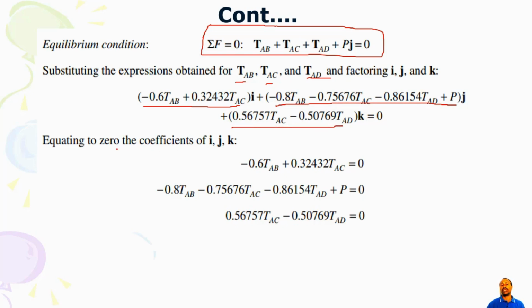Then you will equate the coefficients to 0, because the summation will be 0 if these are 0. So you will just put 3 equations. Then once you have these equations, you can substitute TAC or TAB instead of one of the variables.